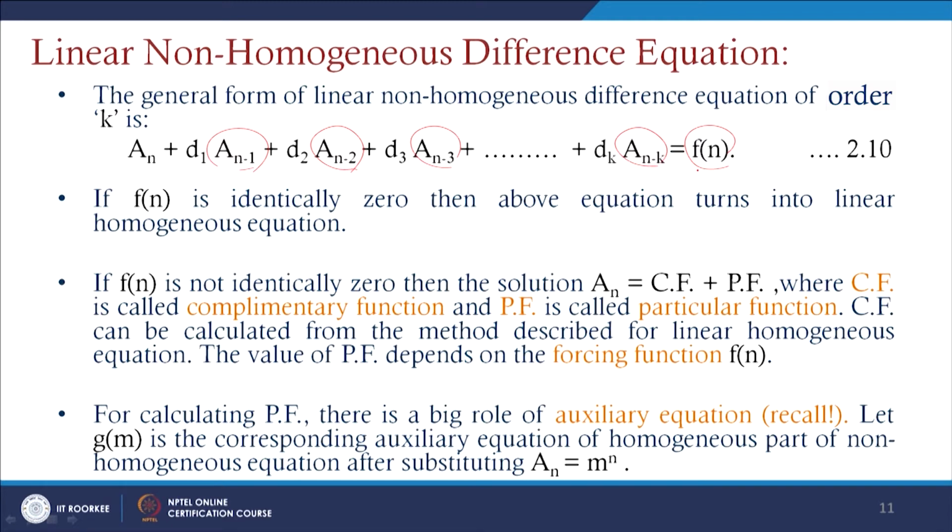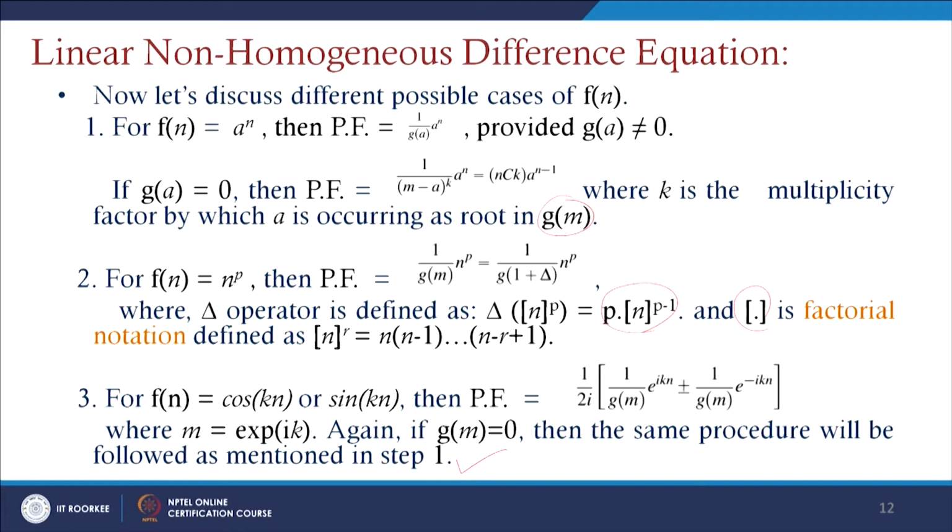Let G(m) be the corresponding auxiliary equation of the homogeneous part of a non-homogeneous equation, after substituting a_n equals m to the power n. Especially for linear non-homogeneous difference equations, this differs from continuous equations, which means differential equations. In the case of difference equations, we will have two types of solutions: one is called the complementary function, and the other is called the particular function.